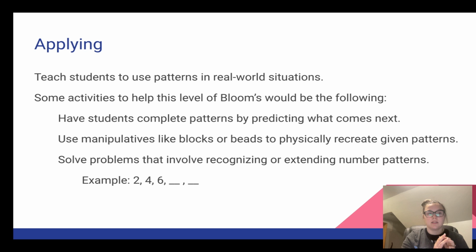Applying. Teach students to use patterns in real world situations. Some activities to help with this level of Bloom's would be the following: have students complete patterns by predicting what comes next. Use manipulatives like blocks or beads to physically recreate given patterns. Solve problems that involve recognizing or extending number patterns. An example of this would be 2, 4, 6. What comes after 6 would be 8, and what would come after 8 would be 10.